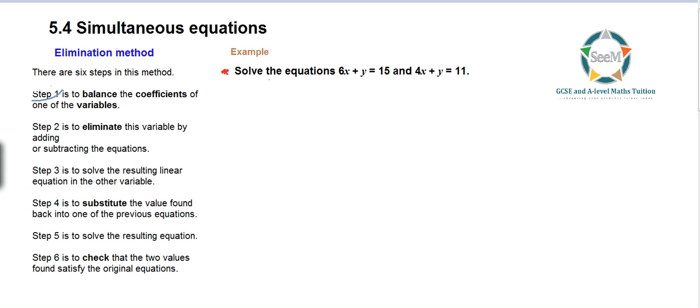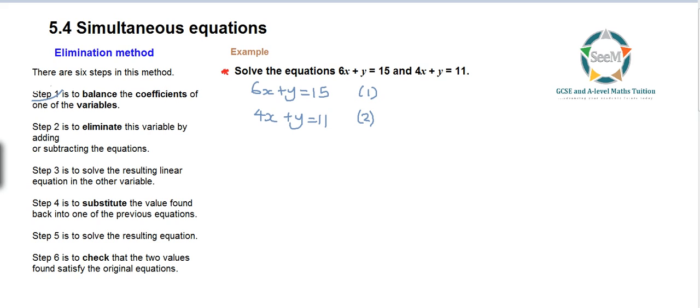So first thing we need to do is rewrite the equations. So that's 6x plus y equals 15, and then 4x plus y equals 11. We'll always label your equations. So that's equation 1 there, and that's equation 2 there.